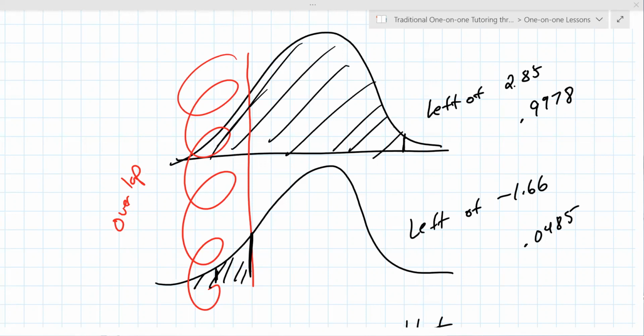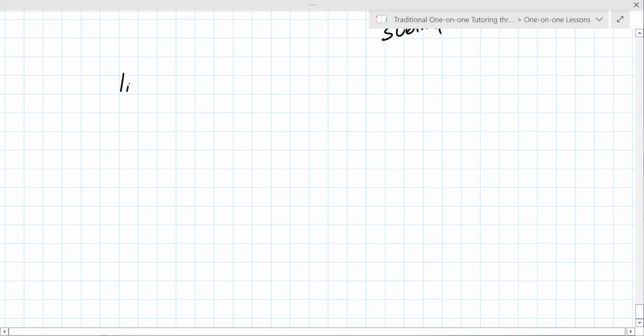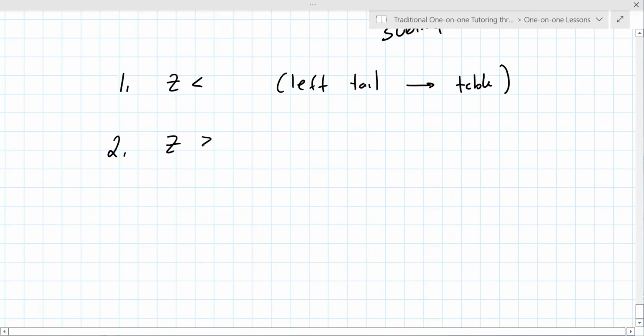All right. Any questions on that? And you do need to know all 3 types of problems. We can just summarize here. We can say Z less than means left tail, and that's where you go right to the table. You're just really happy. That's the best case. You will not get that on the test. Z greater than is right tail, and you do 1 minus the table value. And then the last one is the between case.